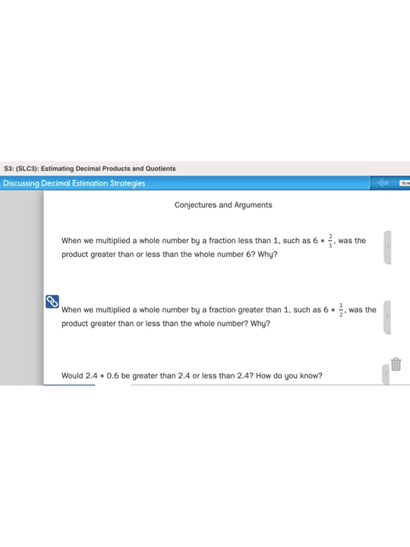Would 2.4 times 0.6 be greater than 2.4 or less than 2.4? How do you know? It would be less than 2.4. It is less than one group of 2.4 because 0.6 is less than one whole.